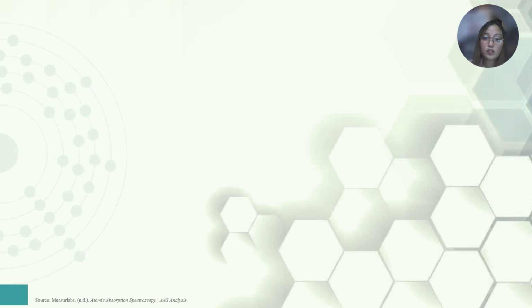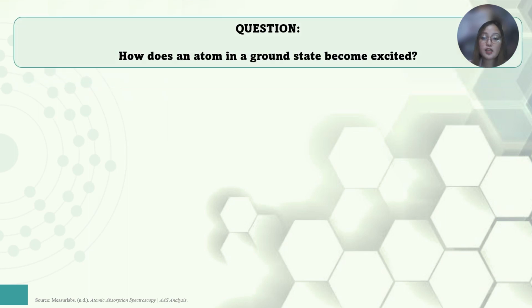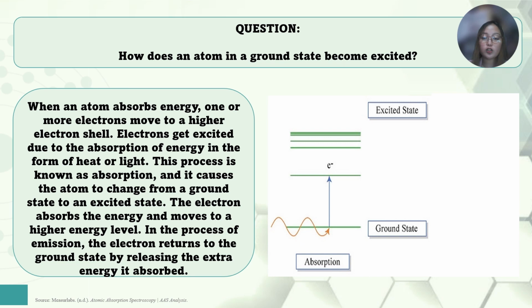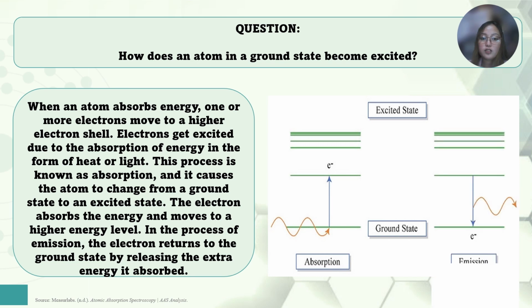So question, how does an atom in a ground state become excited? Electrons get excited due to the absorption of energy in the form of heat or light. This process is known as absorption, and it causes the atom to change from a ground state to an excited state. The electron absorbs the energy and moves to a higher energy level. In the process of emission, the electron returns to the ground state by releasing the extra energy it absorbed.